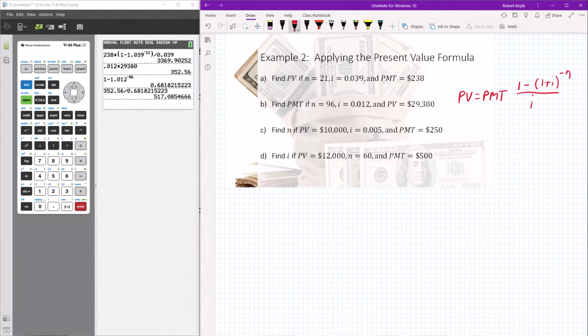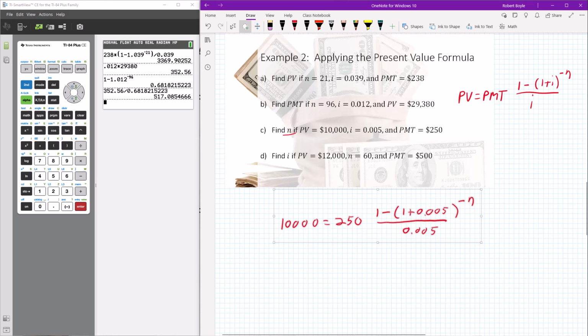Okay, and that brings us to problem C. Here, we want to find n, this sucker up here. And we have that PV is equal to 10,000, i is equal to 0.005, and our payment is equal to 250. So let's put those numbers in. For PV, we have 10,000. Our payment is 250. That's going to be equal to 1 minus the quantity 1 plus 0.005 raised to the negative n power, all over 0.005.